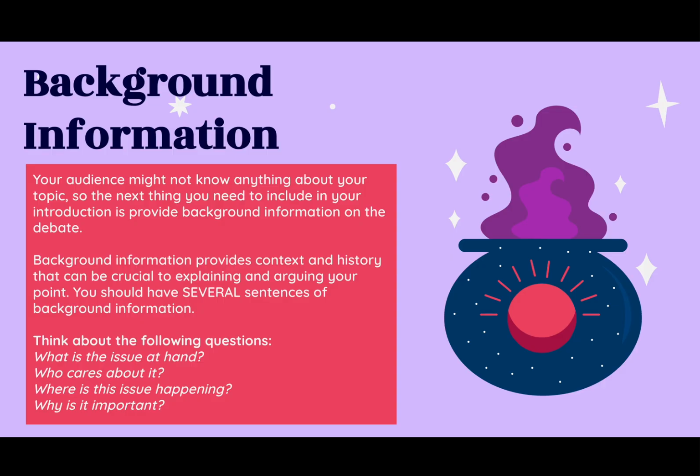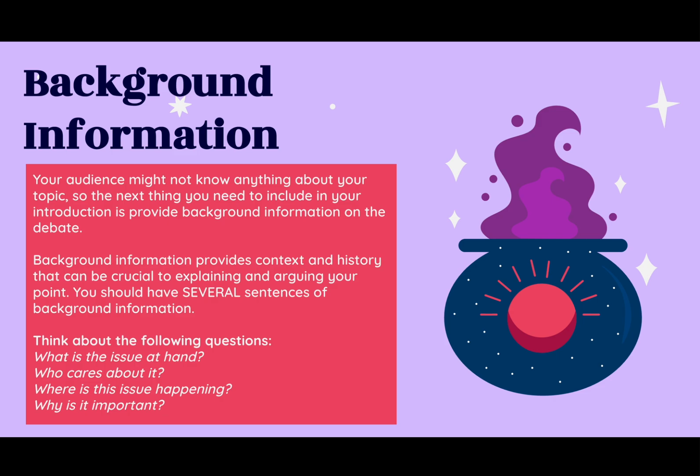The second thing that we're going to put in our introductory paragraph is some background information. Your audience might not know anything about your topic. It might be something that some are familiar with, some are not. So you want to provide at least some context, some history that is really crucial in explaining and arguing your point. You should have several sentences of background information. It should not be half a page, but I would say at least 3 to 4 sentences of background information that clarifies the topic to the reader, just in case they're not aware of it.